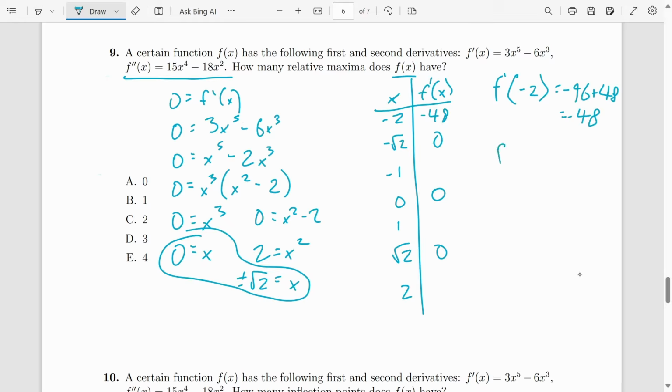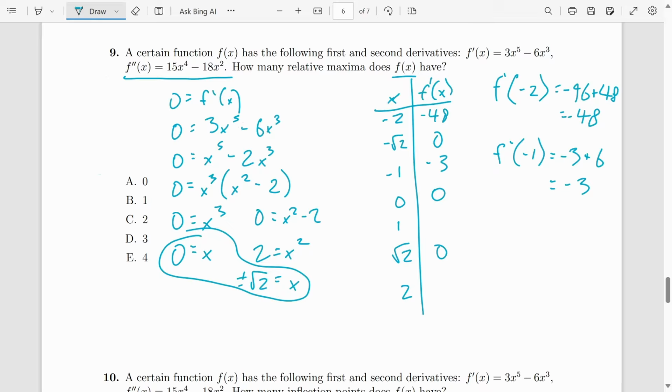For negative 1, so f prime of negative 1, we have negative 1 to the fifth is still negative 1 times 3 is negative 3, minus negative 1 to the third. I'm sorry, did I say negative 1 cubed first? It doesn't matter. It's an odd power, so it's still going to be negative 1. But this is going to be negative 1 times 6, so that's negative 6. So plus 6, that equals negative 3.